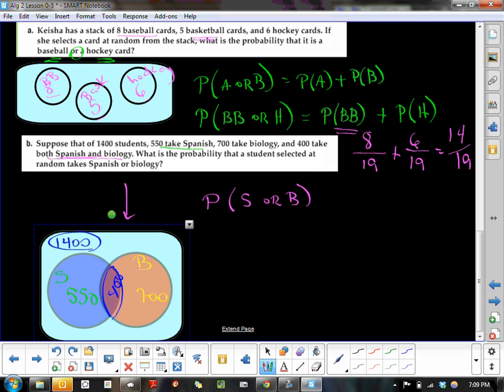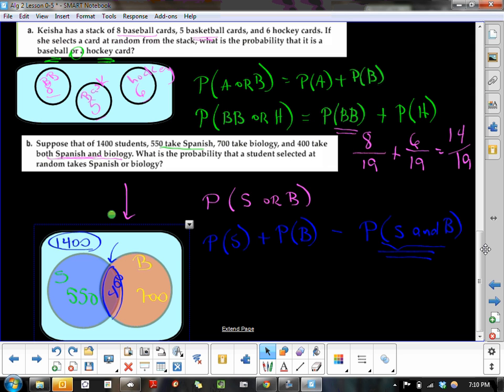So that's why this rule is going to be the probability of taking Spanish plus the probability of selecting one that's in biology minus the probability that they're in Spanish and biology. This part here is the overlap where these 400 would be getting counted twice. If we said how many students are taking Spanish, we would have to include those 400 in this circle. And if we asked how many people were taking biology, we'd have to count those 400 in this circle. And that means these 400 got counted twice, or double. So that's why we're going to subtract out this double counting that we have here.